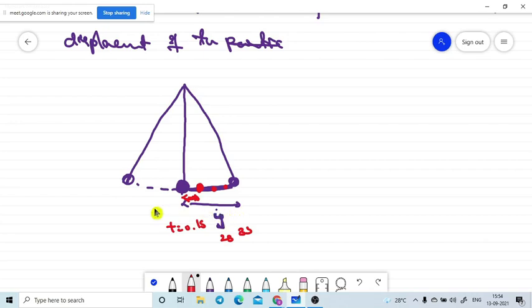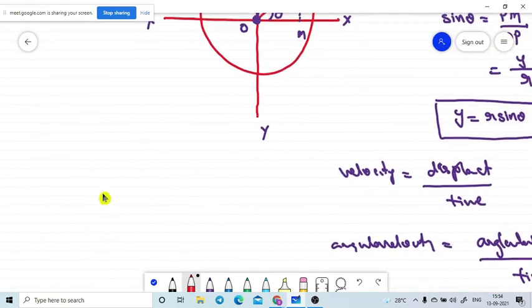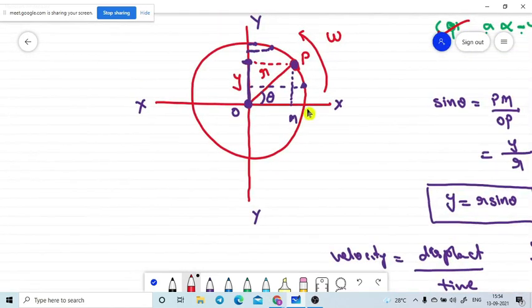In the same manner, if you go to the above diagram also, will you please look at this one? The particle is moving like this. At any instant, the particle may be here, here, or somewhere else. So at a given time, the distance of the particle from its mean position is named as the displacement of the particle.